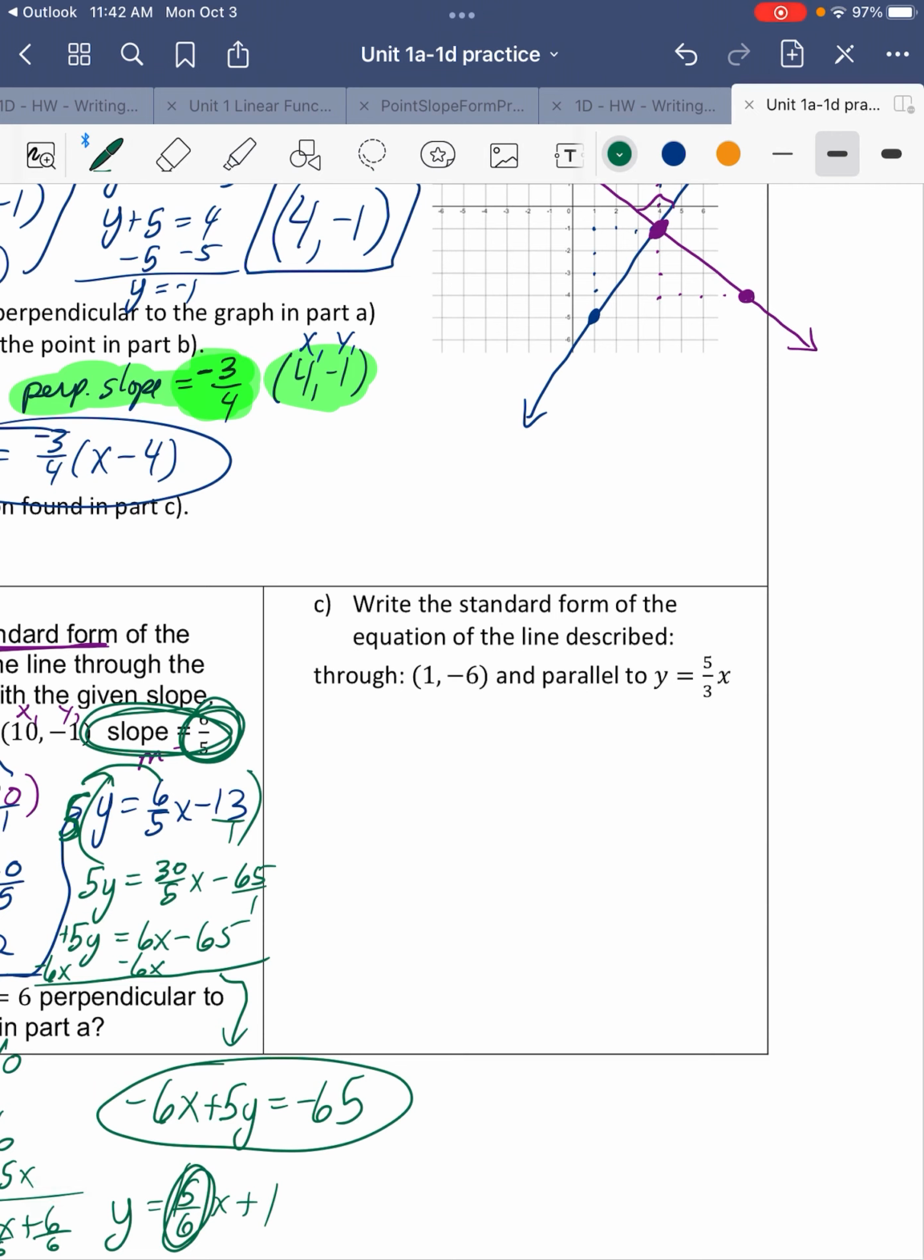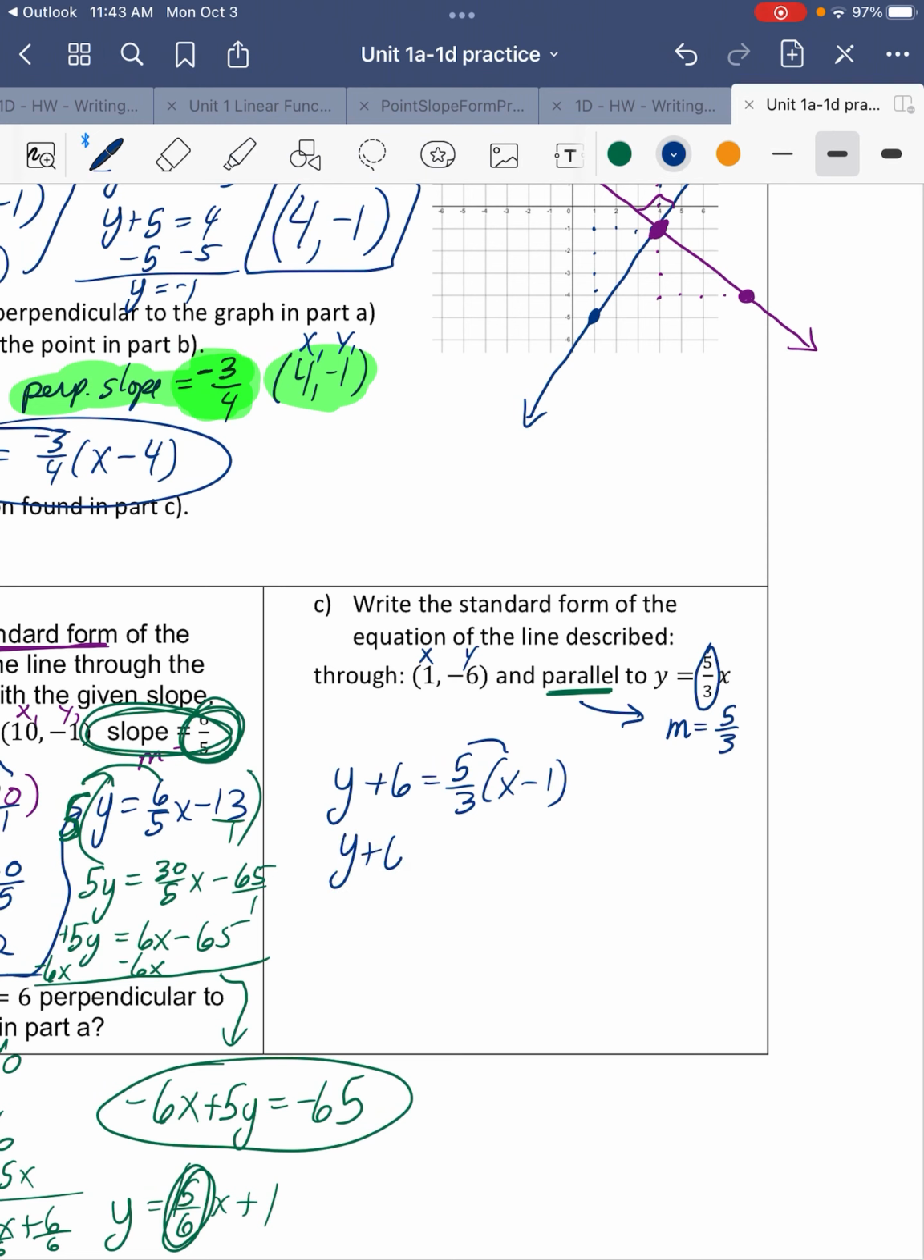And C, this last part. Write the standard form of the equation of the line described, and it has to be parallel. So I need the slope first. Well, here's the slope. It's already in y equals mx plus b form, so the slope is 5/3. Parallel means the same, so we're going to use that same slope. Get your point. So I have y minus a negative 6, so it's plus 6, equals 5/3 times (x minus 1). That is an equation.